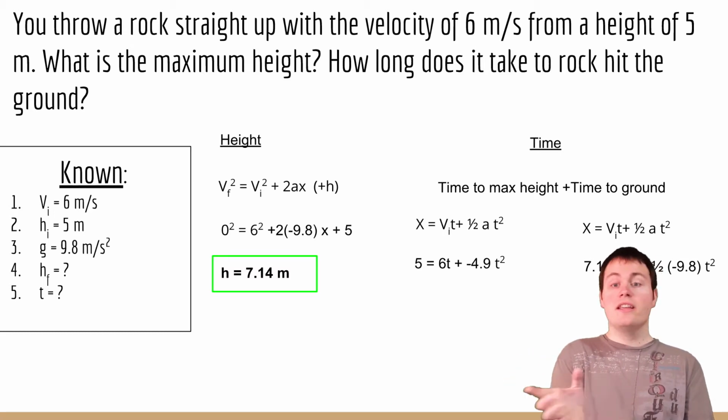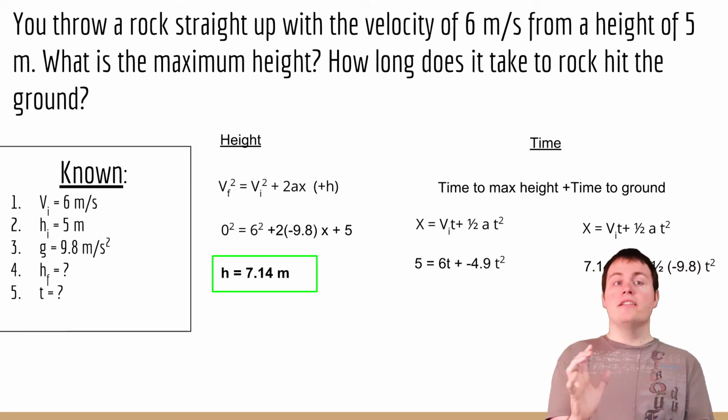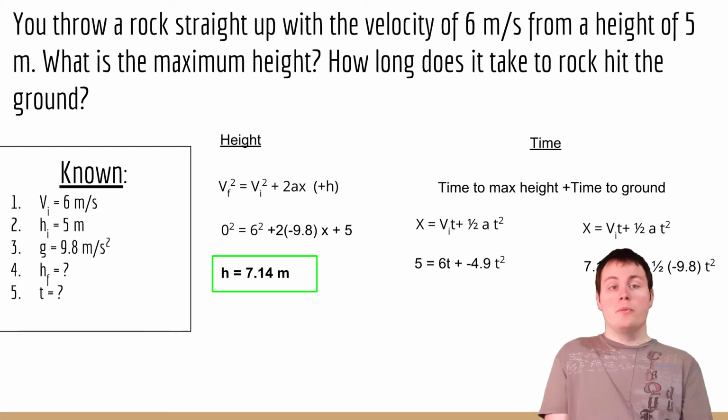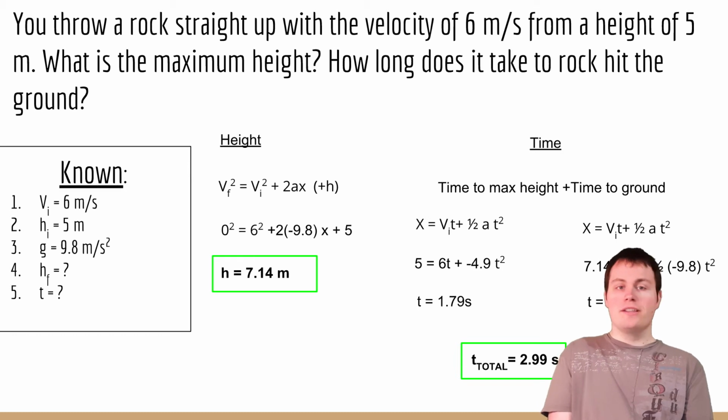You use that same formula, but in this case it has no initial velocity, so that's 0. And again, solve for time, and we get the time for both, which is 1.79 seconds and 1.2 seconds, and we add them together and we get a total time of 2.99 seconds, just about 3 seconds total time in the air for the rock.